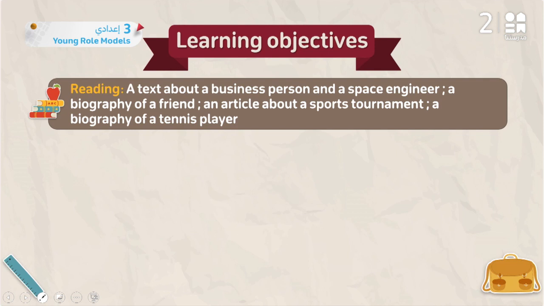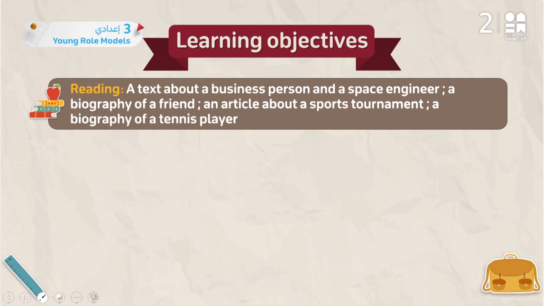Now let's do our objectives. طيب أول حاجة هو اليونت اسمه Young Role Models. يعني إيه role model? Role model is someone you look up to. يعني حد أنا ببصله كده هو بالنسبة لي قدوة. So young role models هم لما يكون قدوة وسنه صغير.